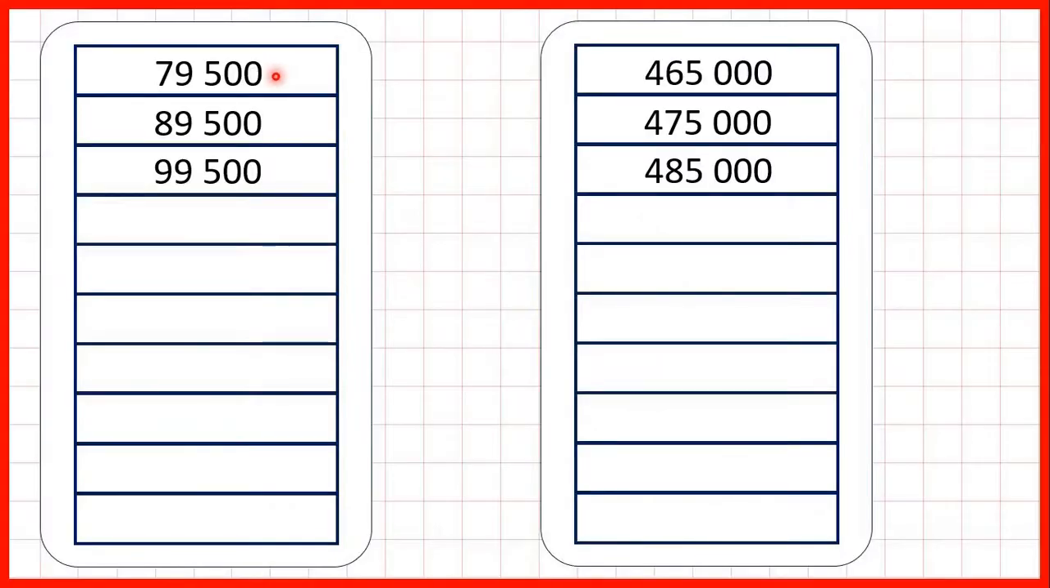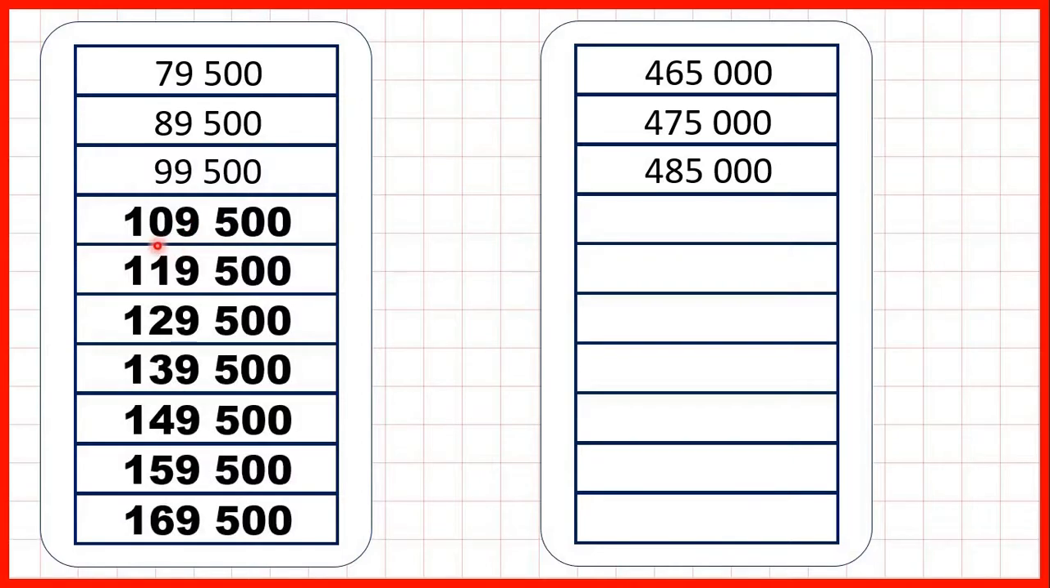Now we need to count in steps of 10,000. So first we have 79,500, 89,500, then 99,500. So what are the next 7 numbers in this sequence? Well, if we show them, we can see that counting in steps of 10,000 is just like counting in ones, but with the thousands, hundreds, tens, and ones digits staying the same, because we're adding 1 10,000 each time.